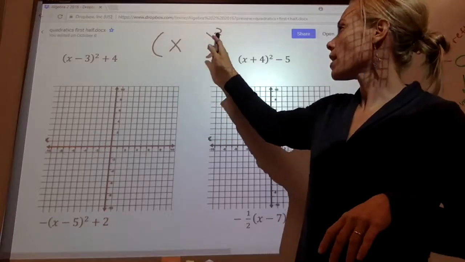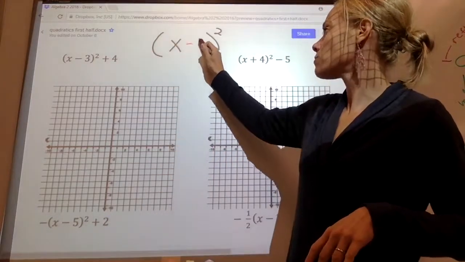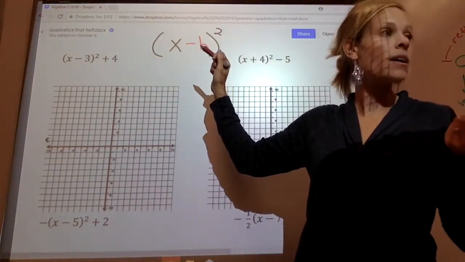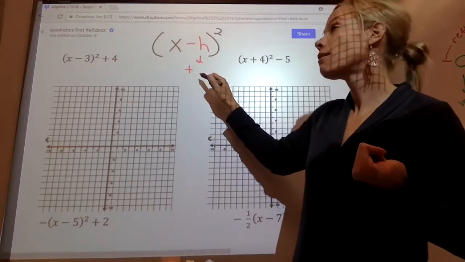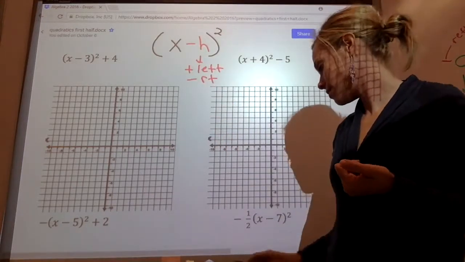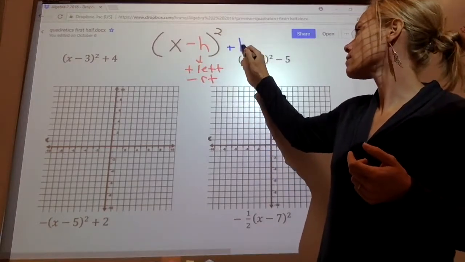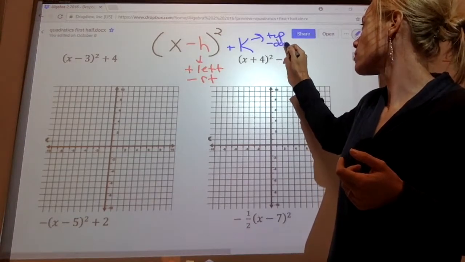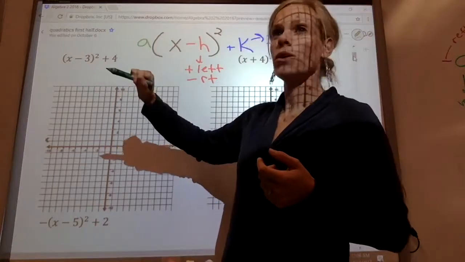So if I start with x squared, you can make the same assumptions. If I add or subtract in the parentheses, not the absolute value, in the parentheses, that's going to mean left or right. Adding, I'm going to the left. Subtraction, I'm going to the right. Good. If I'm adding or subtracting outside the parentheses, that means up is adding, subtraction is down.